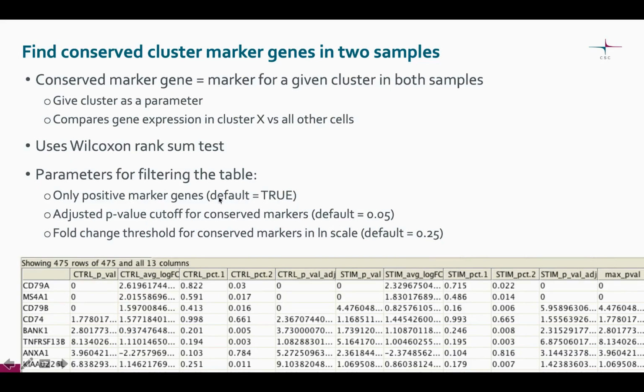By default, only the positive marker genes are reported. That is, genes that are more highly expressed in the cluster in question compared to the other cells. The adjusted p-value on both samples needs to be lower than 0.05 by default, and the fold change needs to be higher than 0.25. Note that the scale here is the natural logarithm.